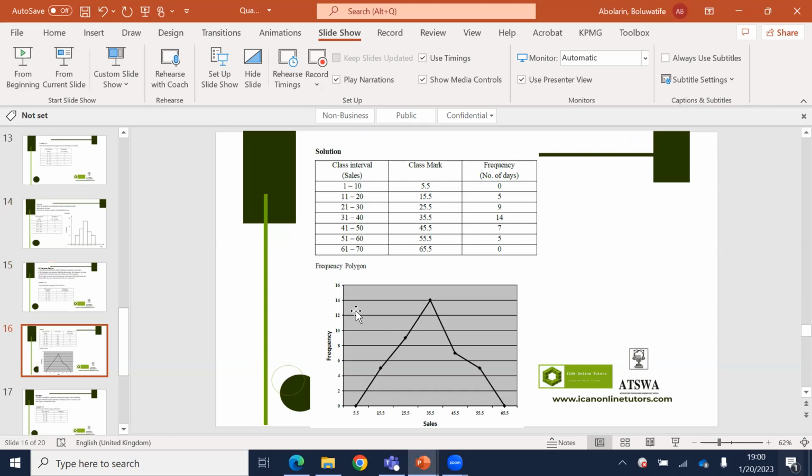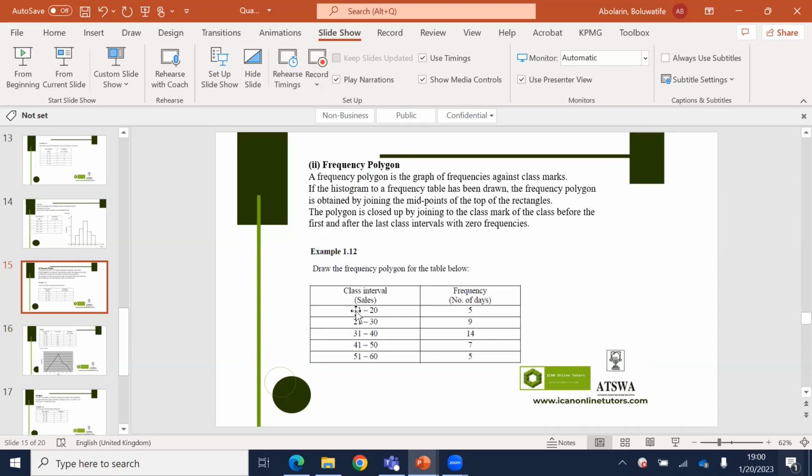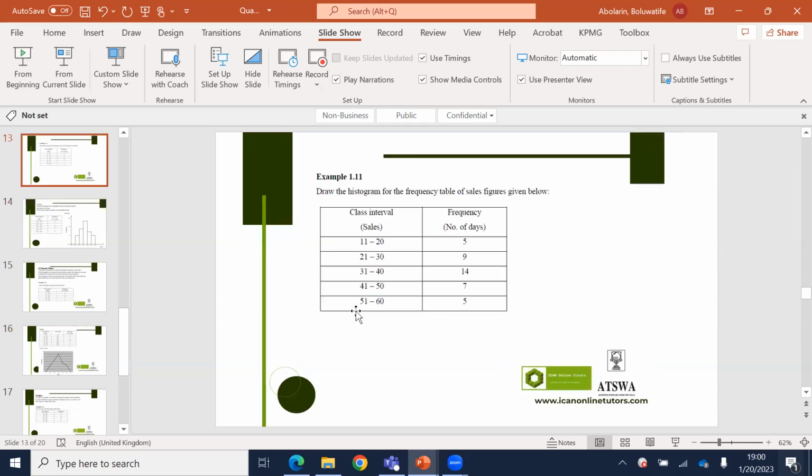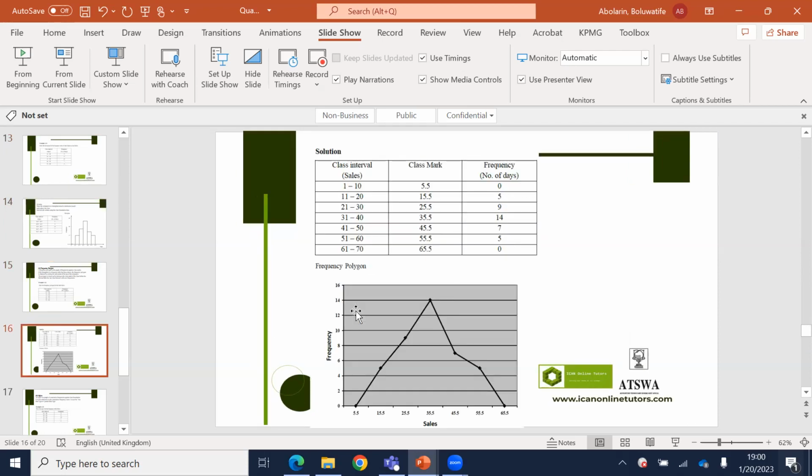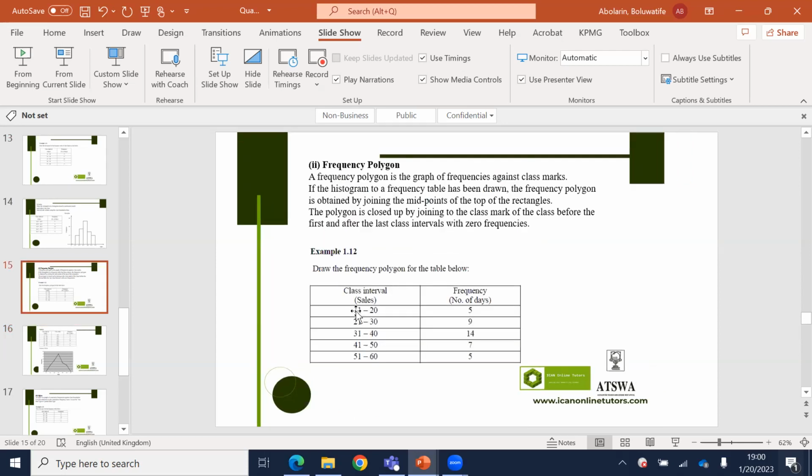Okay, oh wait. I think I made a repetition in this question. It's supposed to be another question. I made a repetition. So this question is wrong. This 1.12 is wrong. The question that's supposed to be here is different. I think there was an oversight here.